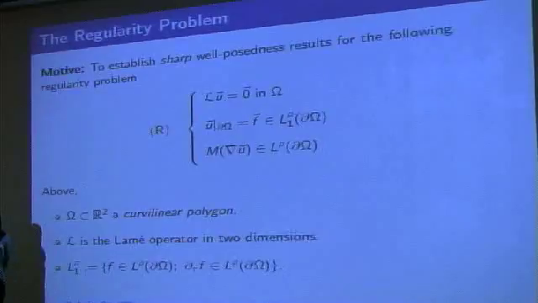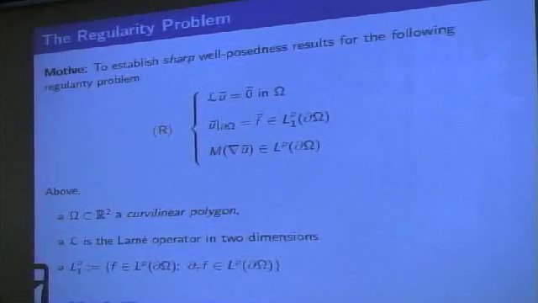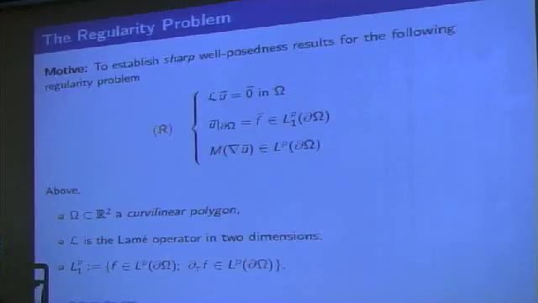Here, again, I'll be working on curvilinear polygons in 2 dimensions. L is our Lamé operator, which I will remind you of on the next slide, and the space L^p_1 denotes the space of L^p integrable functions on the boundary whose tangential derivative is in L^p.